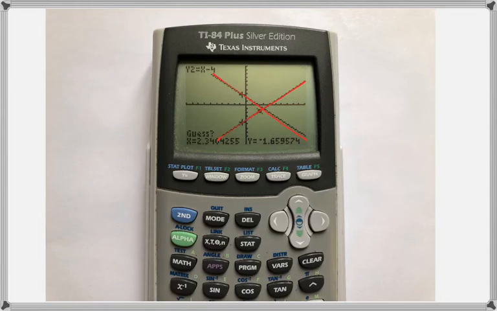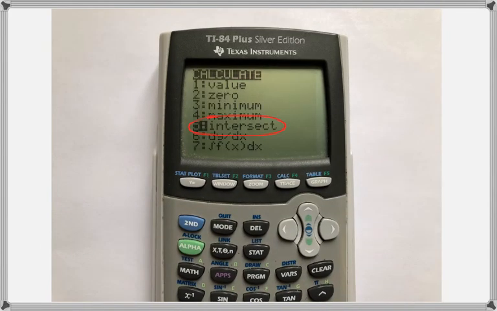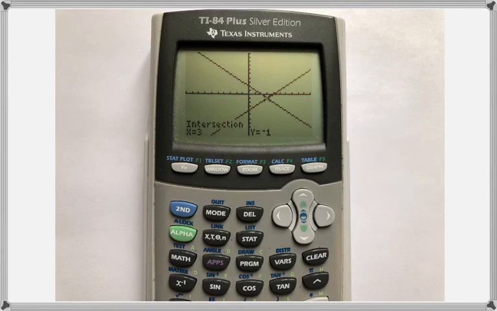So if you move the cursor closer to the intersection point, that'll be okay. And press enter one more time, and then we have the intersection point. So once you press the intersection command, then you just need to press enter 3 times. And then that will get you to the intersection point.